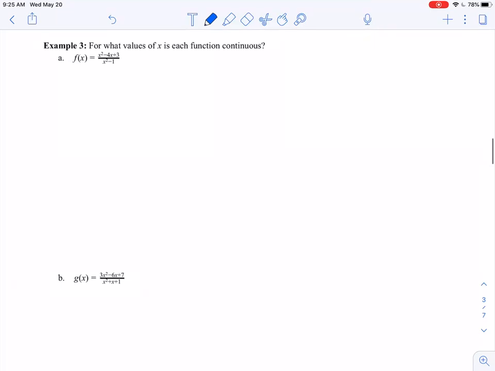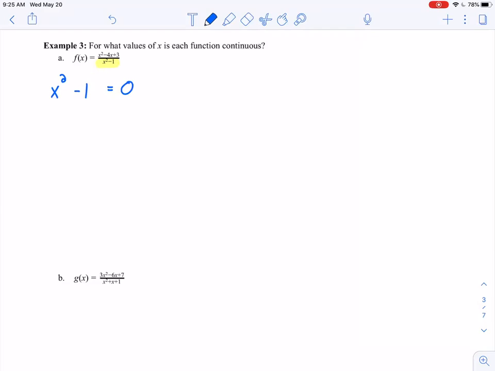So here in example 3, I have this rational function. I want to determine where this function is continuous. So I'm going to look at this. Again, this is a rational function, so I'm mostly interested in where that denominator is equal to 0. So I'm just going to take that denominator, x squared minus 1, and set it equal to 0. I don't care so much about my numerator.